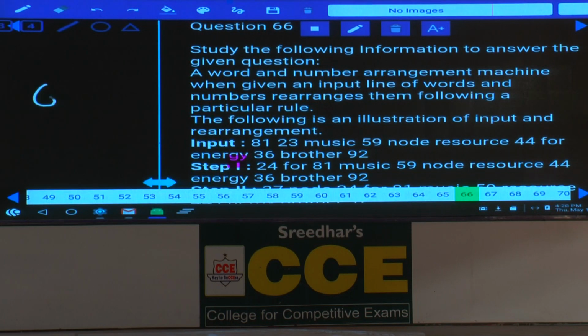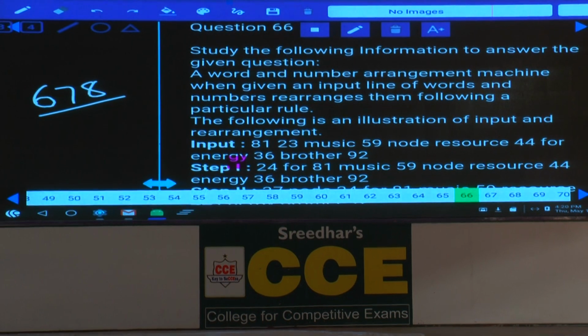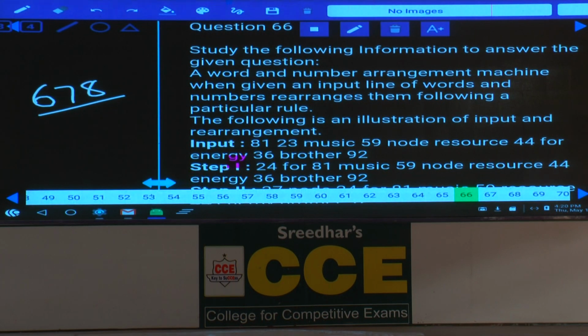Paper number 678, question number 66 to 70. Now in this 66 to 70, what is the information given here? It is based on input and output, isn't it? Now 5 questions were given on this one, input and output.